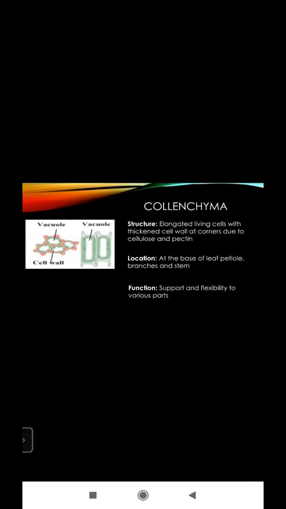Function of collenchyma is to support and provide flexibility to various parts of the plants.